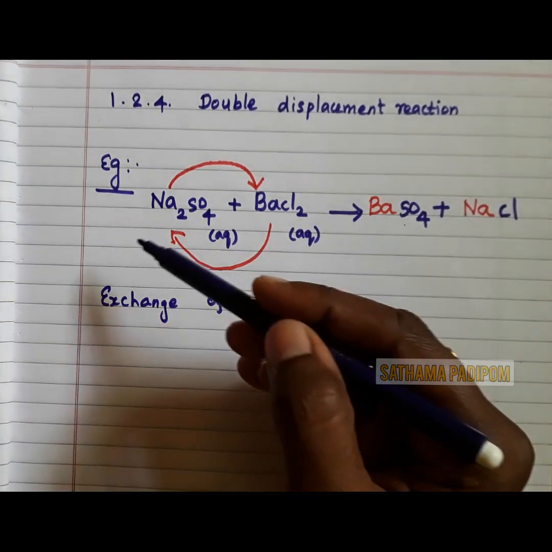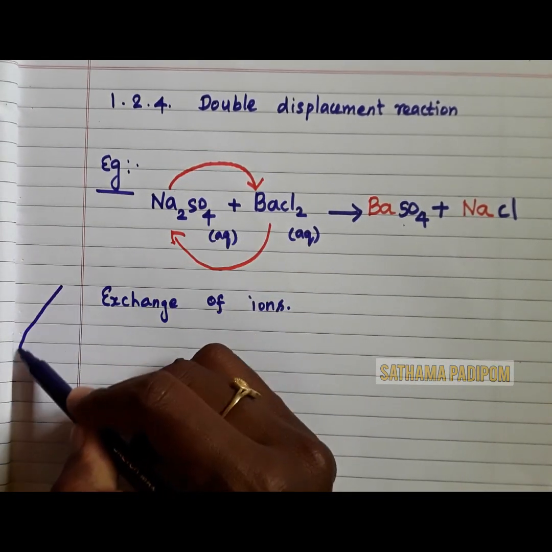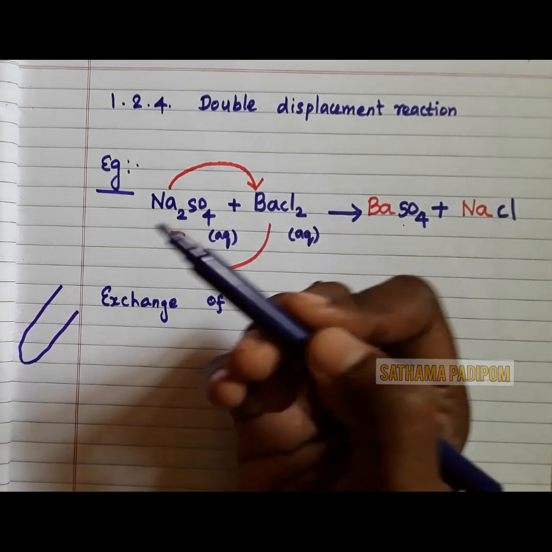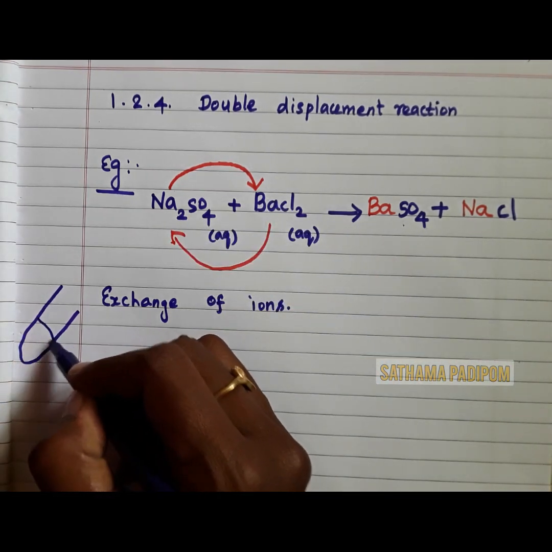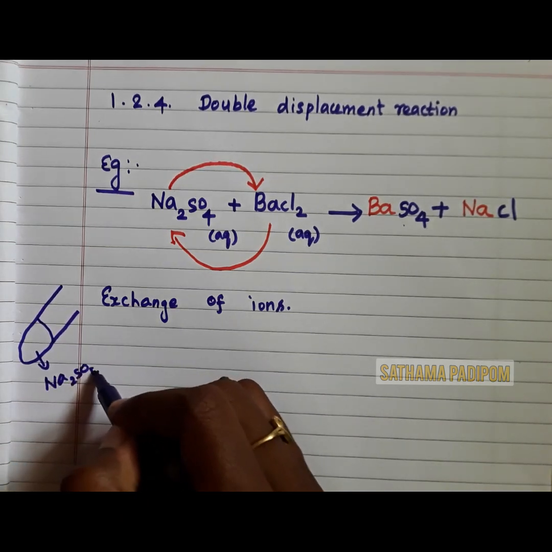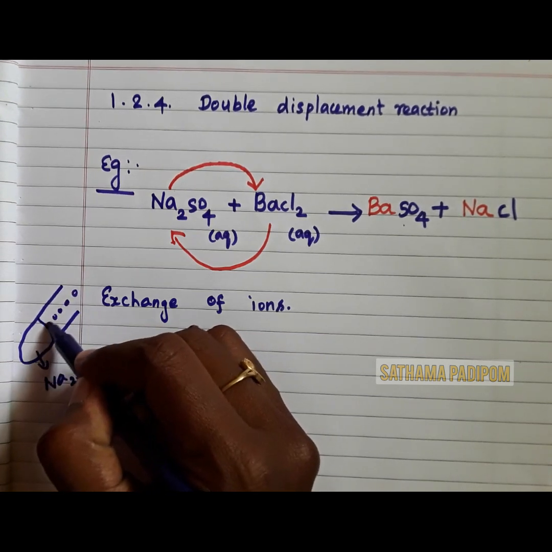So you have to take the test tube. In the test tube, first you have to take the sodium sulfate solution, Na2SO4. Now here we are going to add barium chloride.